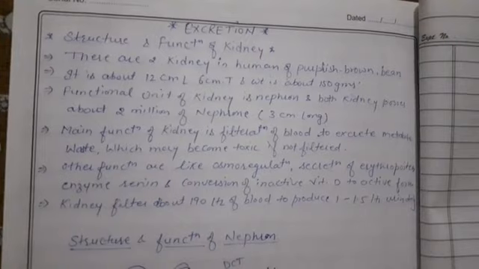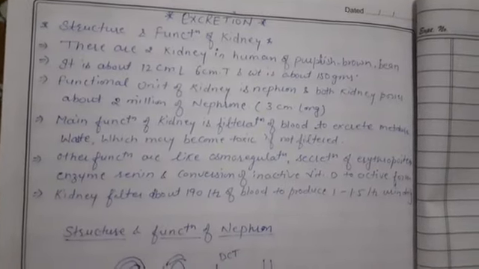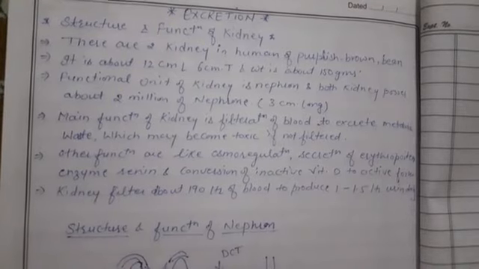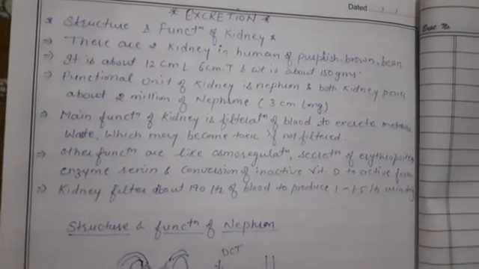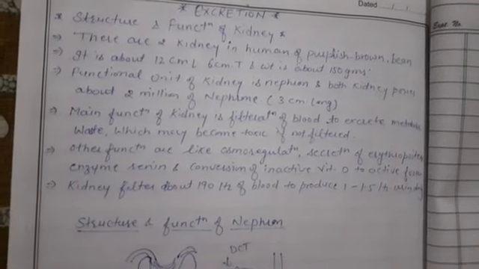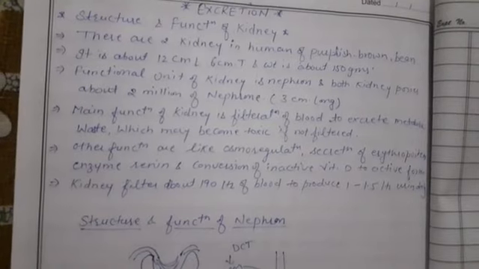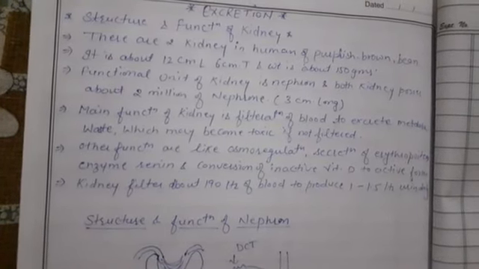अदर देन द फिल्ट्रेशन ऑफ ब्लड, किडनी परफॉर्म सर्टेन अदर फंक्शंस विच आर लाइक osmoregulation, secretion of erythropoietin, enzyme renin, and conversion of inactive vitamin D into active form of vitamin D. Kidney filters about 190 liters of blood to produce 1 to 1.5 liters of urine per day.